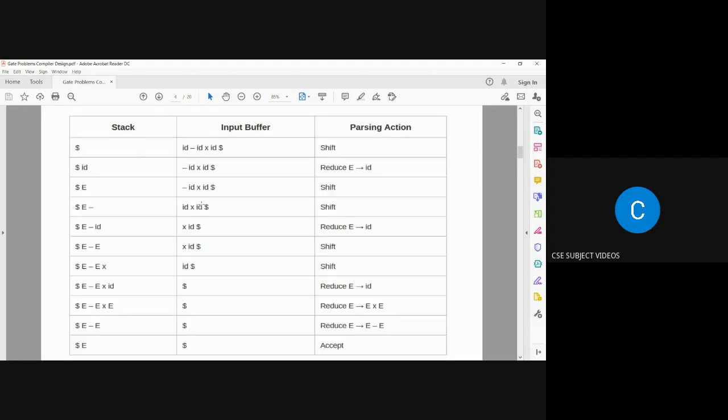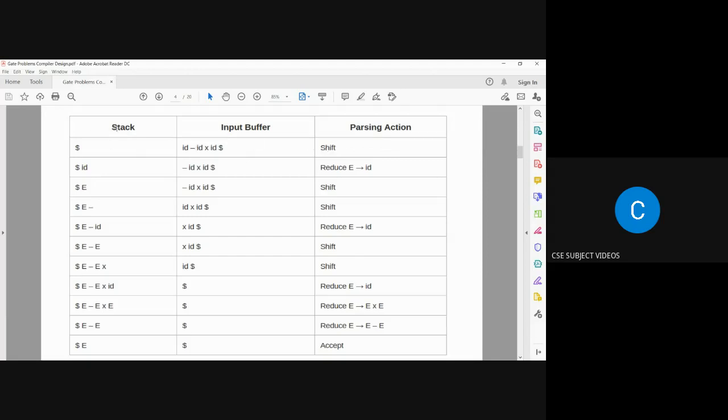Okay, come to our problem. Consider a stack and then input buffer and then parsing table. Consider this data set and then input buffer and then parsing action. What is parsing action? It means what we are doing in input buffer and stack, we are mentioning here. The process step we are actually doing, we are going to mention here.